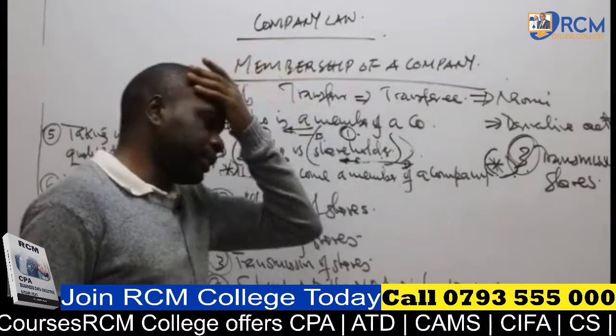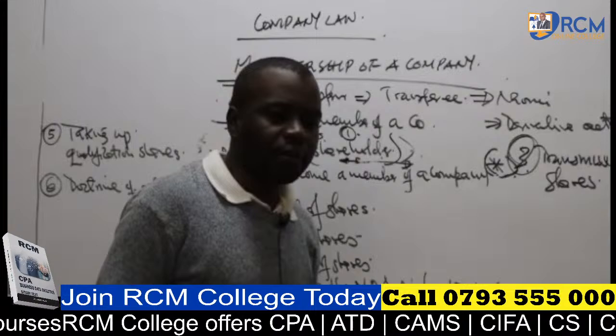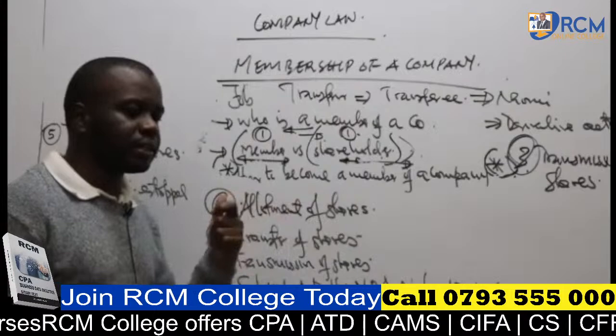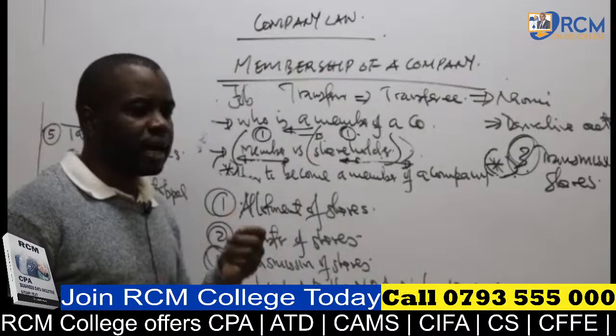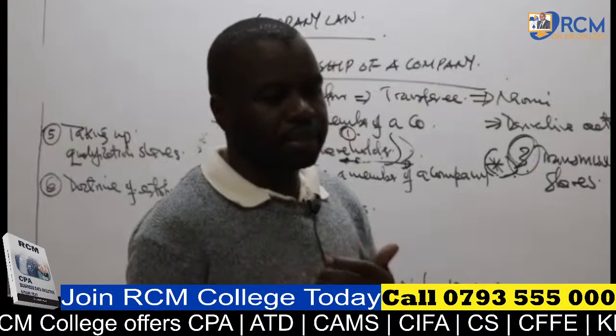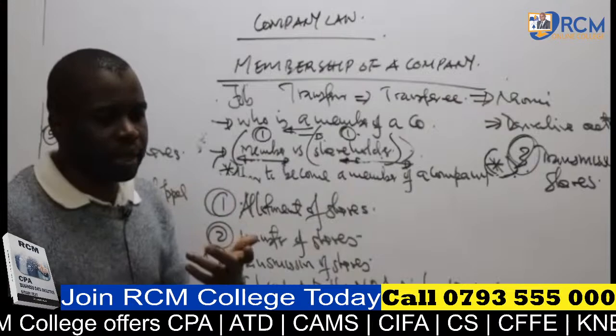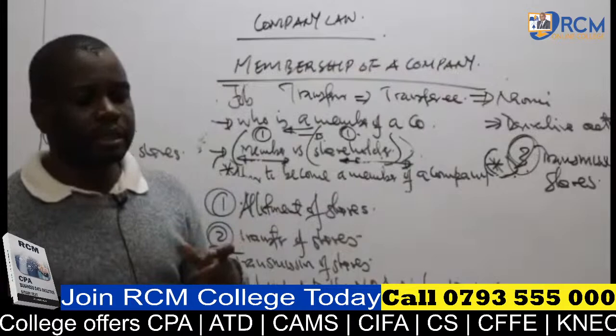Transfer of shares, I've explained transfer of shares. It is a contract whereby we usually have a transferor and a transferee. A transferor transfers the shares to the transferee. Of course, they'll have agreed the terms under the share transfer form or the share transfer instrument. For example, in this case, we could agree Job is transferring 1,000 shares to Naomi at a price of 2 shillings. Those will form part of the terms under that particular contract of sale of shares.